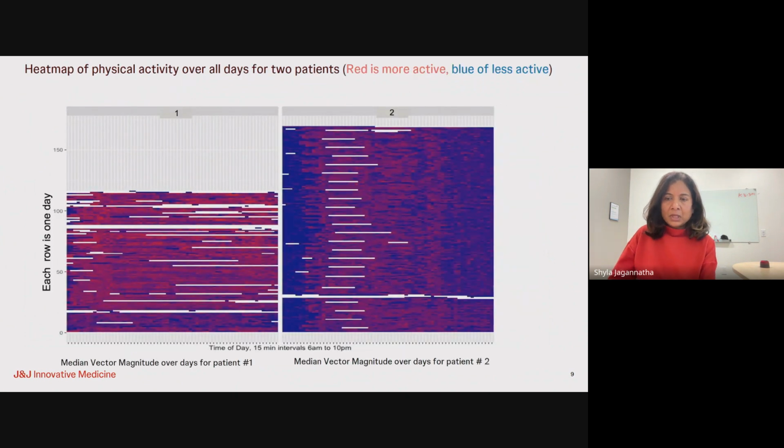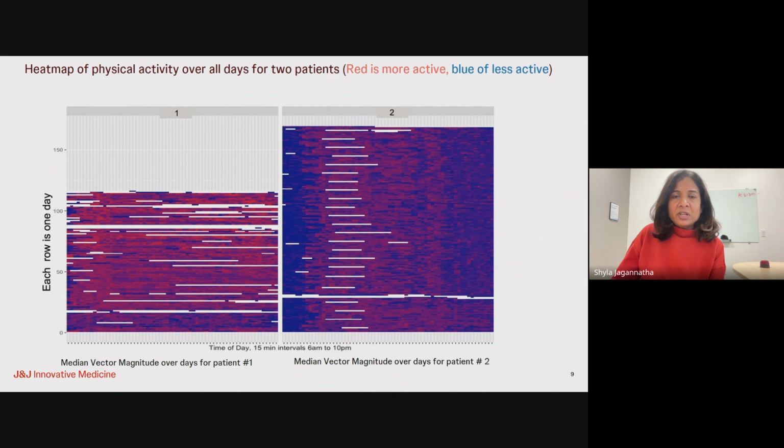Okay, so this is the entire data for two subjects for their time during the study. The x-axis is the time during the day in 15-minute intervals. It's a heat map, and each row on the y-axis is 1 day. If it's red, they're more active. If it's blue, they're less active. You can see this subject didn't have the full 168 days, but the white spaces represent missingness, and I can't really see a pattern in this missingness.